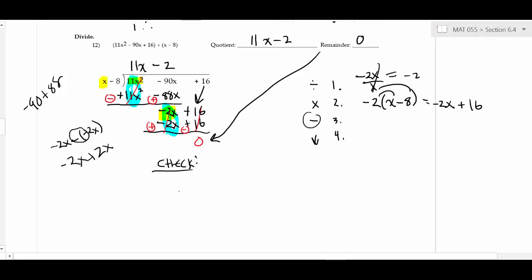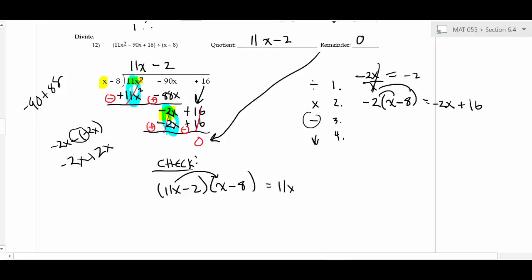On next week's test, I'll give you extra credit if you can check this. You do 11x minus 2, and you multiply it by x minus 8. And that's a FOIL problem, right? So that's what you're going to do. You always take the answer times the divisor. So go ahead and do that and see if it takes you to the original.